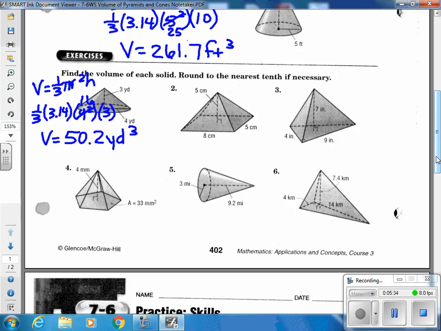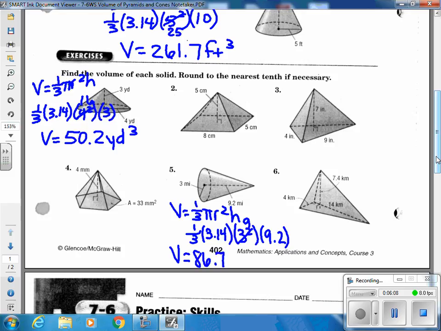All right, so for number 5, it's still a cone. It's just laying down on its side, which is no big deal. It's the same formula regardless of how it's sitting. So we have 1/3 pi r squared h. 1/3 stays. Pi turns into 3.14. The radius in this picture is 3, so that's 3 squared. And the height would be, if it were standing up, how tall is it from the tippy top point down through the middle? And that's the 9.2 piece. Before you can do any calculations, you need to do 3 squared and turn that into the number 9. So now do your multiplying and dividing, and you should come up with a volume of 86.7. MI stands for miles, so this is miles cubed. That's how much that cone can hold inside of it.